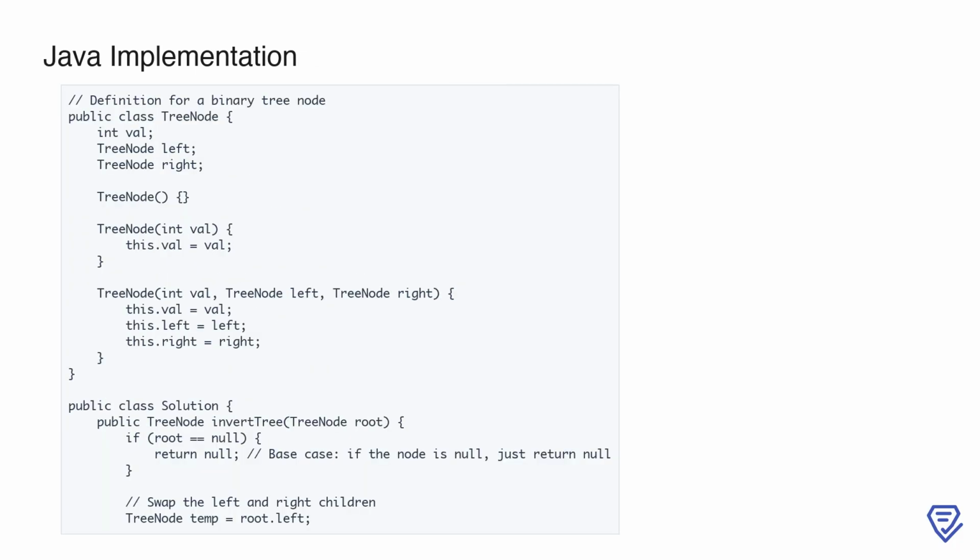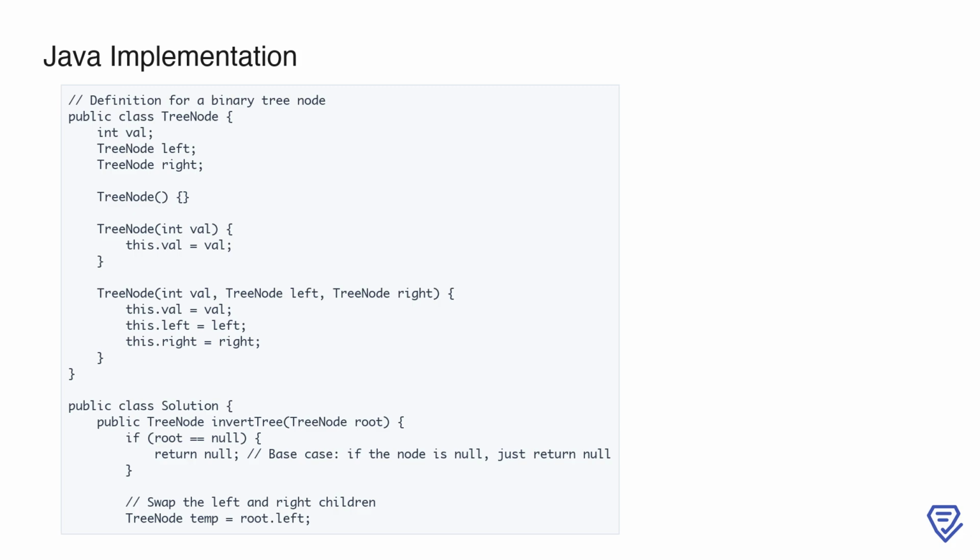Here, we start by defining the structure of a binary tree node with the TreeNode class. Each node has an integer value val and two child nodes, left and right. We provide three constructors, one with no arguments, one that initializes just the value, and another that initializes the value along with its left and right children. Now, in the Solution class, we define the method invertTree, which takes the root of the binary tree as input and returns the root of the inverted tree.